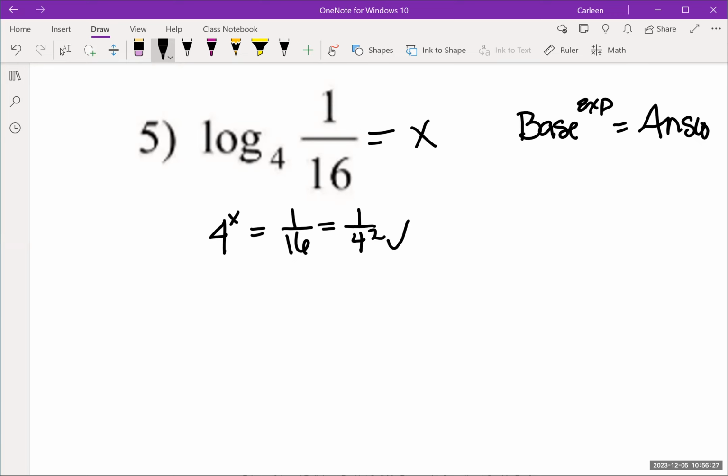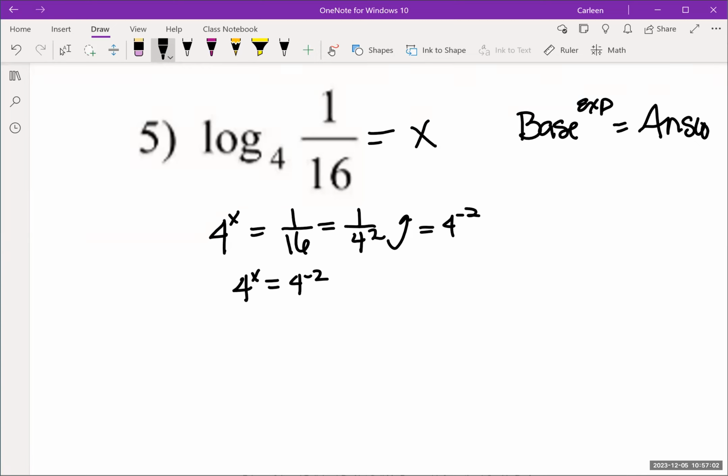Okay, cross the line, change the sign, equals 4 to the negative 2. So 4 to the x equals 4 to the negative 2. Does everyone see where the negative appeared from? Cross the line, change the sign. If it was on the bottom and I want to cross it to the top, the negative appears.